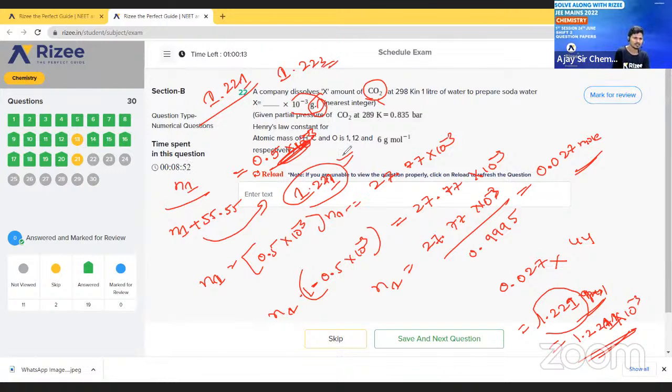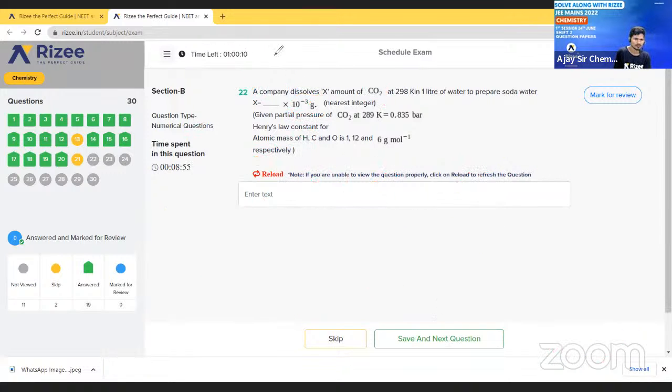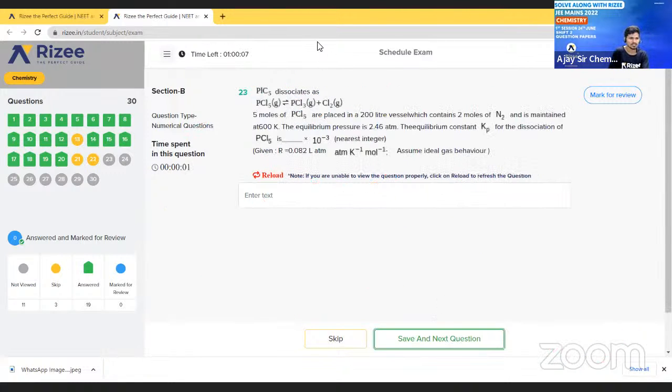So let us go to the next question. This will consume a lot of time. If you do this, it will consume a lot of time. When you get this type of question in JEE Mains, try to avoid these types of questions, because it will take at least 15 to 30 minutes.